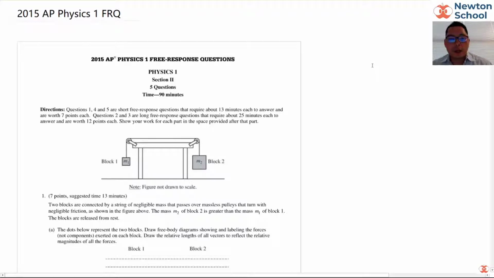Right, let's look at the 2015 AP Physics 1 free response questions. All right, number one, you have a connected system. Two blocks connected by a string of negligible mass, with a massless pulley, so you don't have to worry about the torque on the pulley here. And negligible friction, and M2 is heavier than M1.